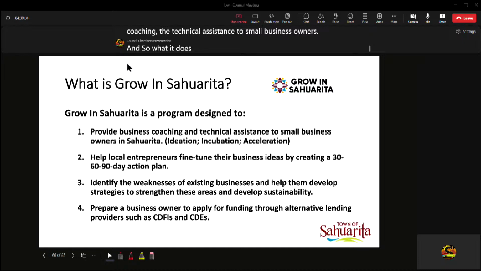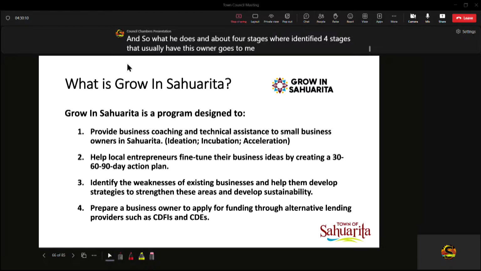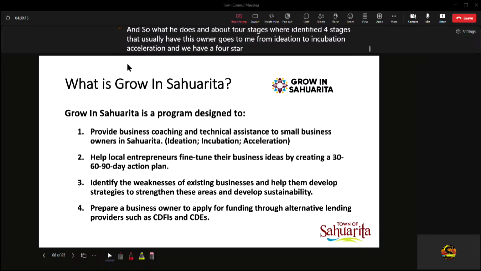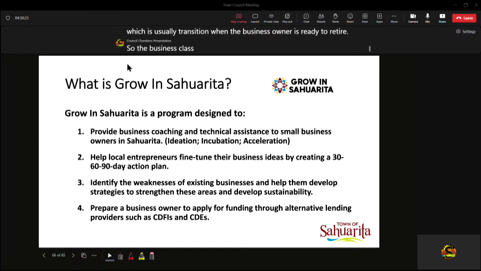And about 4 stages were identified, 4 stages that usually a business owner goes through, from ideation to incubation, acceleration. And we have a 4th stage, which is not mentioned here, but is usually transition, when the business owner is ready to retire, sell the business, pass it to the next person in the family.